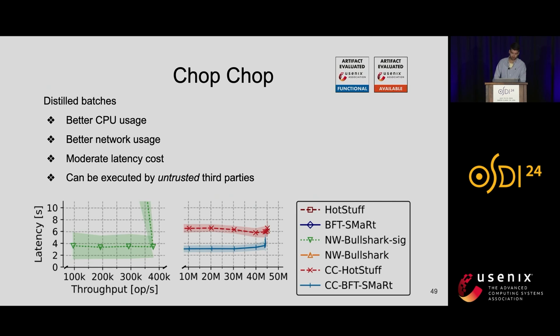So in essence, that is ChopChop. We have distilled batches, which lead to better CPU usage and better network usage at a moderate latency cost. It's one local geographical round trip. It can be executed by untrusted third parties. And I would like to add as well that distilled batches can be combined with normal batches. So it's not an either-or thing.